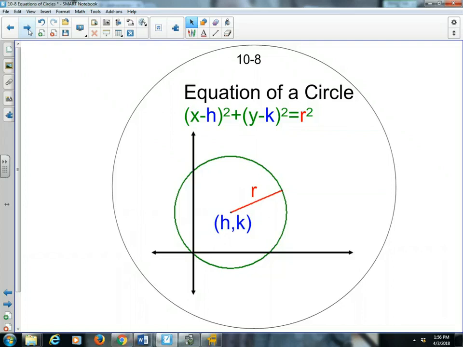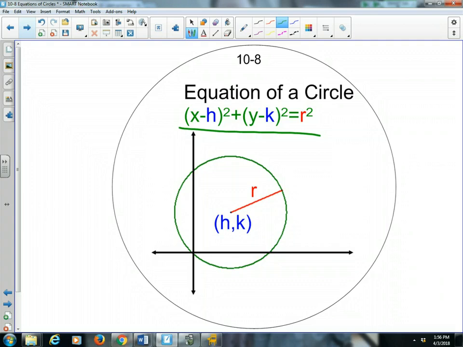The equation of a circle is this equation right here. It's x minus h quantity squared plus y minus k quantity squared equals r squared. And you can see by the picture right here, h, k represents the center of the circle. So this circle looks like it might be right, maybe right 4 units and up 3 units, for example. So h is the x coordinate 4, k is the y coordinate 3. Okay? And then r just means the radius.